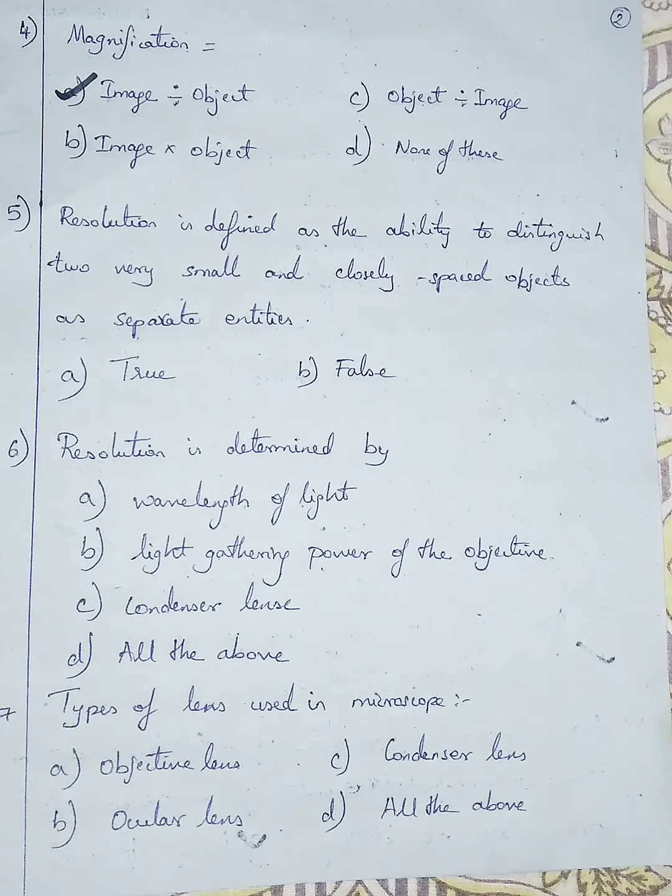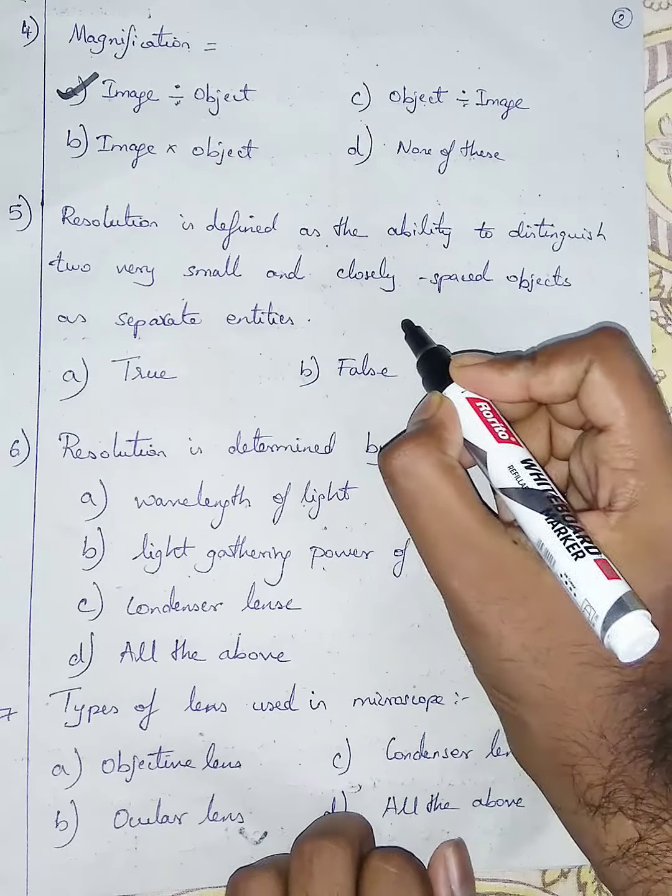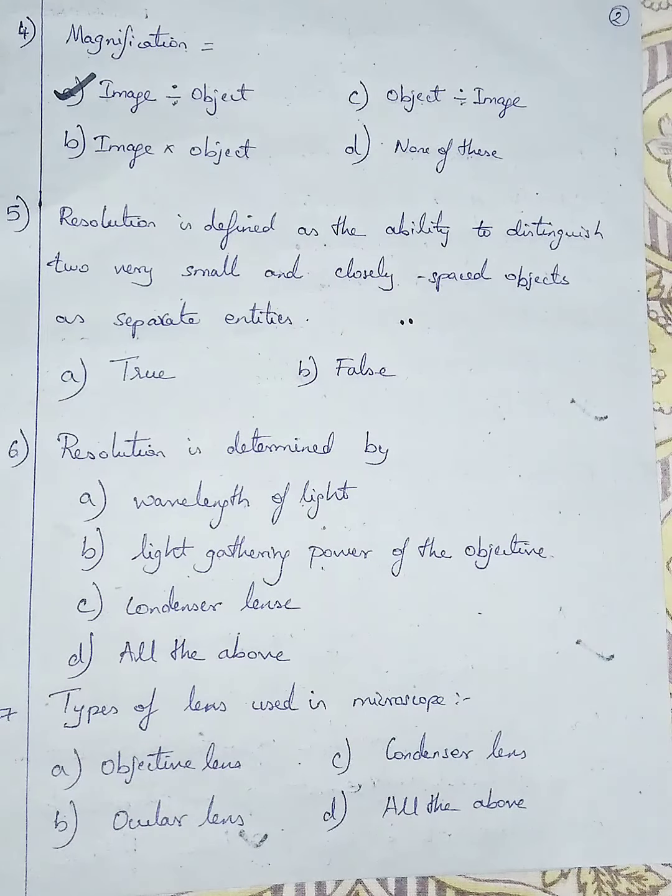Question number 5, resolution is defined as the ability to distinguish two very small and closely spaced objects as separate entities. What is resolution? Resolution is defined as the ability to distinguish two very small and closely spaced objects as separate entities. I am placing these two dots. You can clearly define that these two dots are different ones.